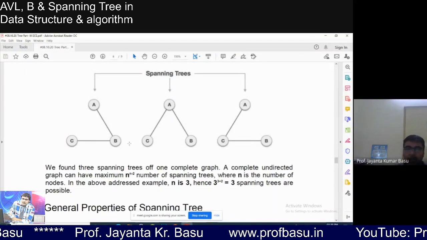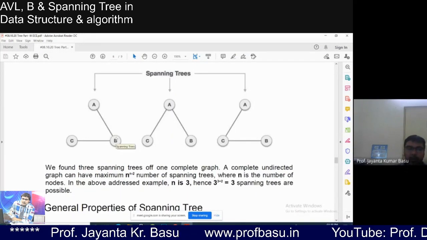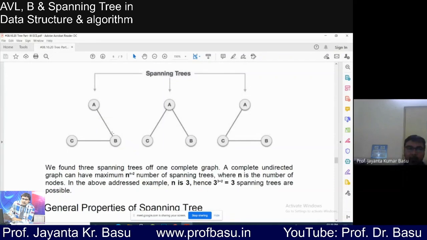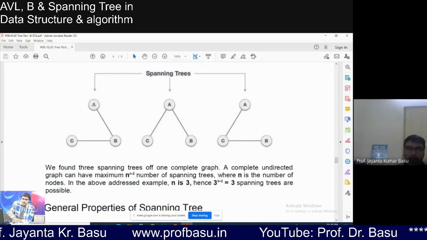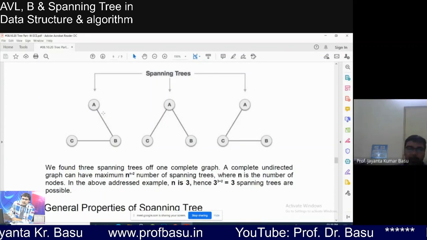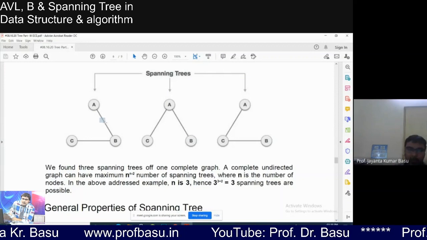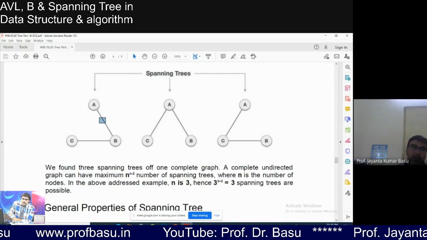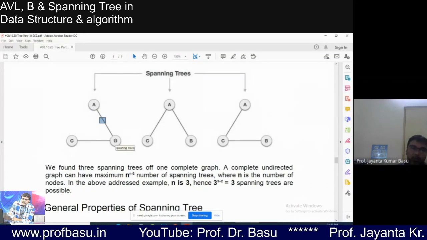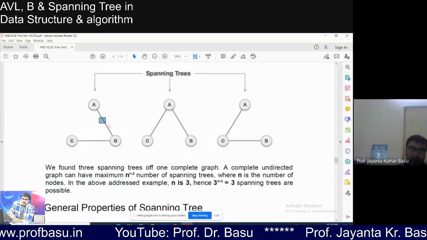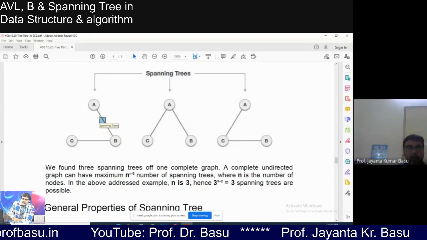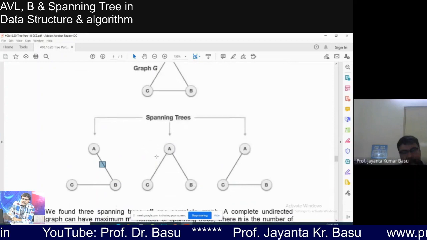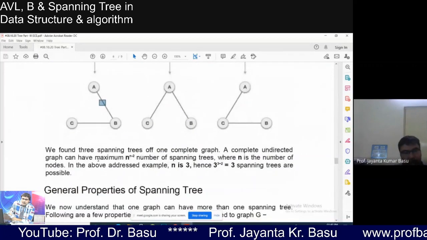A complete undirected graph. Undirected means there will be no direction, which means the signal can move bidirectionally. A can send a signal to B, or B can send a signal to A. Had it been directed, the path would be in a particular direction. Here it is non-directed, so we will not consider the direction. It is called undirected. So a spanning tree is valid for an undirected graph.